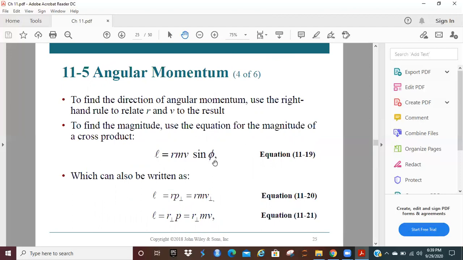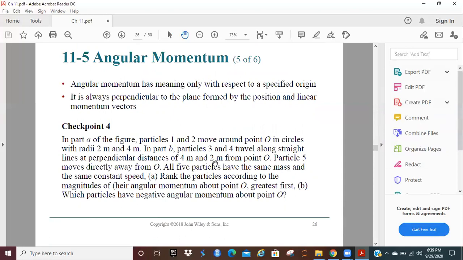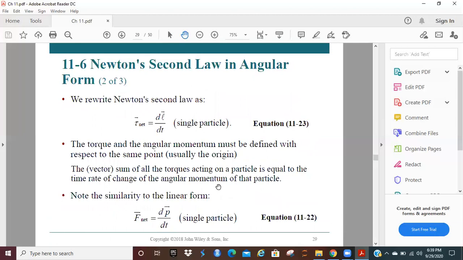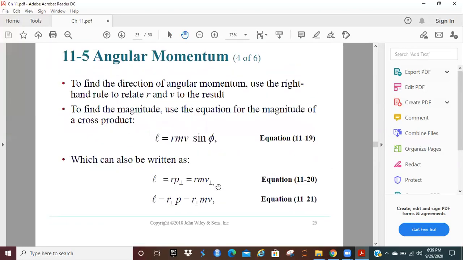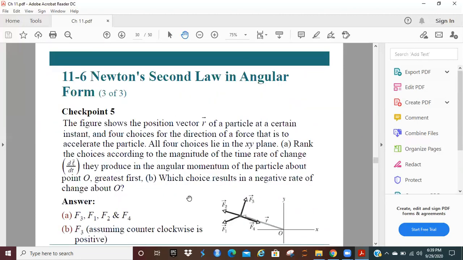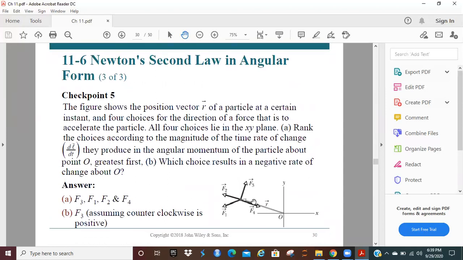Now, for this particular problem, r is going to be the same. The mass is going to be the same in each problem. So what we're looking at is the direction of the force, or the direction of the change in momentum, and we're going to be looking at the sine of the angle between those two.